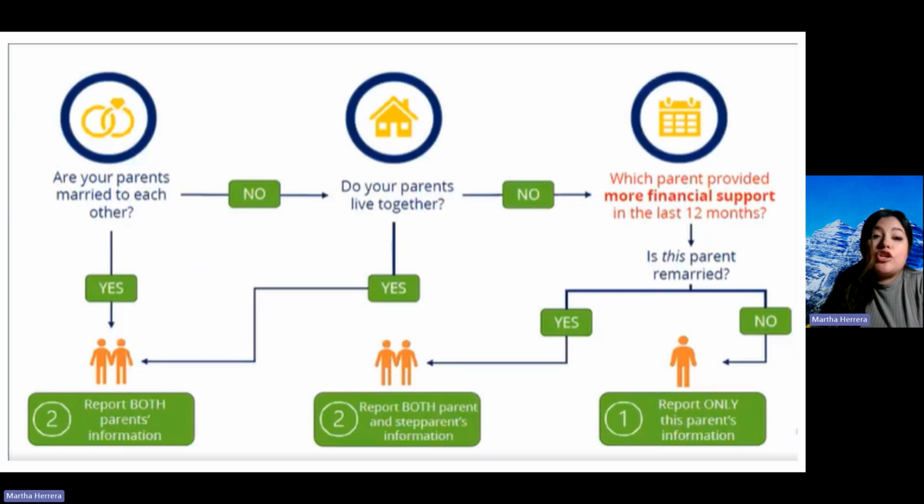If the student says no to the parents being married and no to the parents living together, then the parent that provided the most financial support in the last 12 months will be required to input their information. And if this parent remarried, then the parent and the step-parent's information is required. If the parent did not remarry, only one parent's information is required.